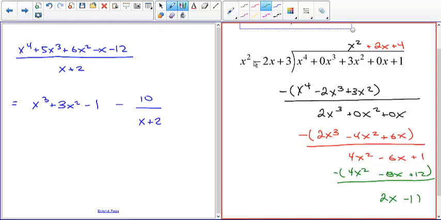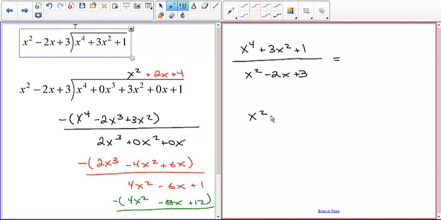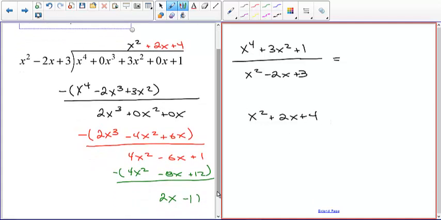So again, this is not a factor of that. And we can take the original, what this division is representing, which is x to the 4th plus 3x squared plus 1 divided by x squared minus 2x plus 3, and that is equal to x squared plus 2x plus 4, and our remainder is 2x minus 1, so plus 2x minus 1 divided by the original denominator.